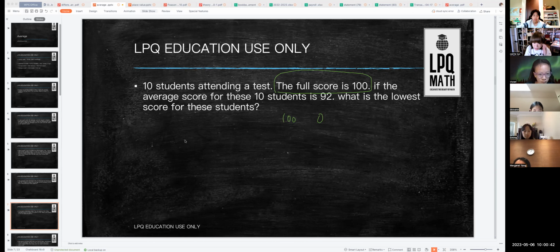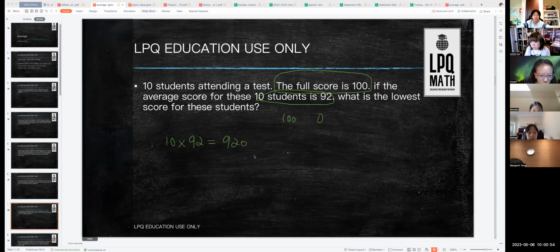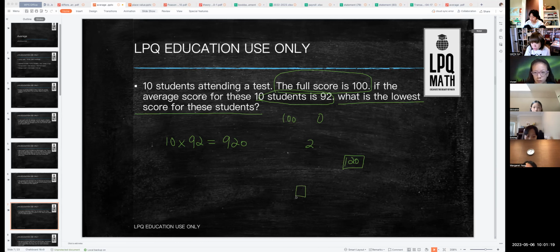So 10 students, let me ask you, if the average score for these 10 students is 92, that means in total, how many points did they score altogether? 920, correct? So what is the lowest score for these students? Let me ask you, how to create the lowest and the maximum? It's like this, okay? If 2 people have 120 points together, then in order to get the lowest for one, you need to make the other one the highest.